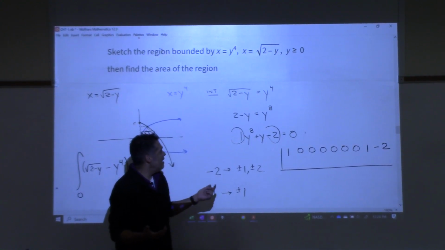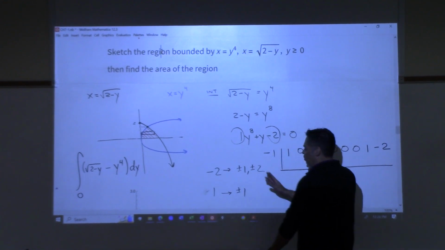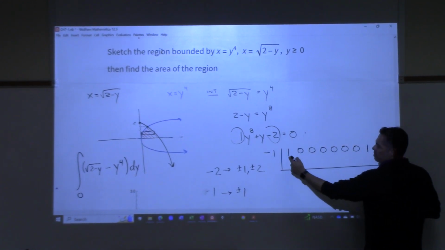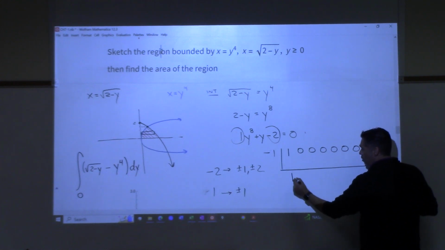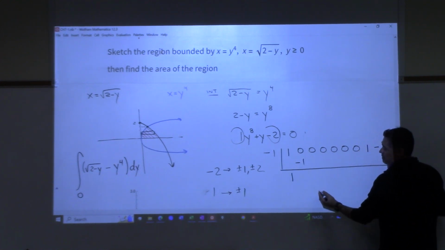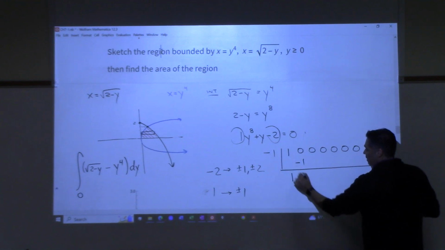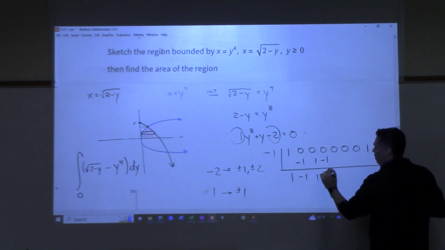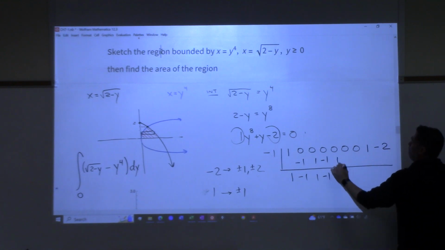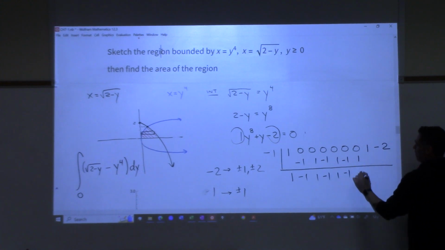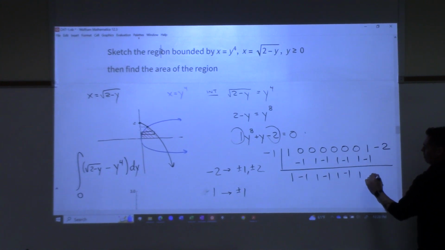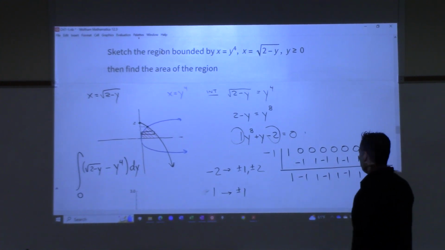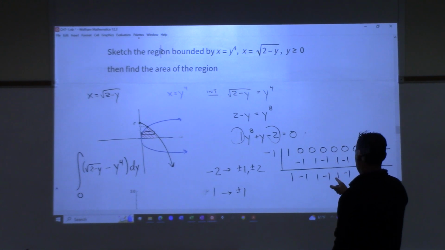If I got to -1, which is in this list, I would do my synthetic division. 1 would come down, multiply, I get -1, then add down, -1, then I get 1, then add down, then get -1, then down, and then 1, and then down, and then -1, and then down, and then 1, and then down, and then -1. No, hold on, I messed up. Where did I mess up? 1.